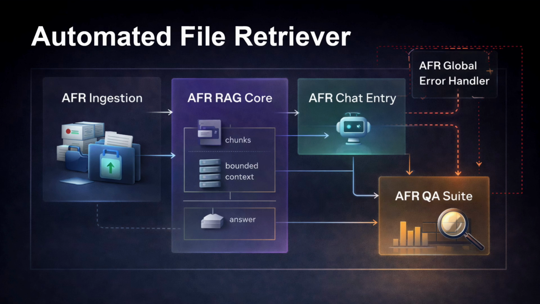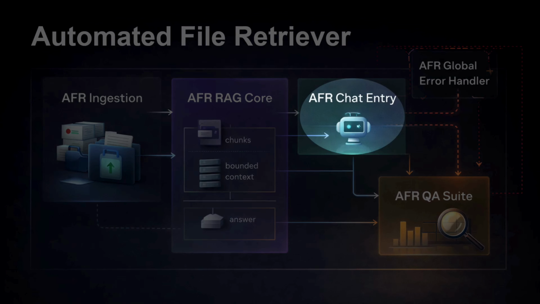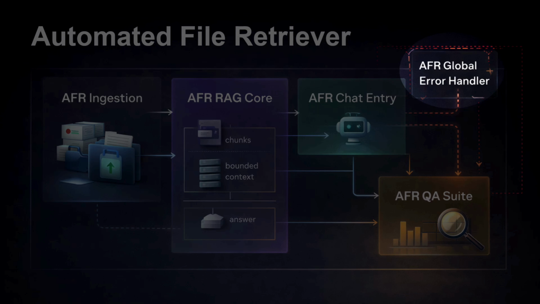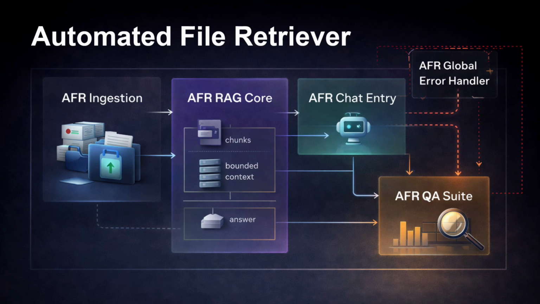Relevant content is selected, assembled into bounded context, and used to produce answers that can be traced back to the source documents. AFR chat entry is responsible for how questions enter the system. Using a single entry path keeps behavior consistent across interactions. AFR global error handling captures execution failures so they can be reviewed later. And AFR Ikacm is used to validate that the system continues to behave as expected as it evolves.